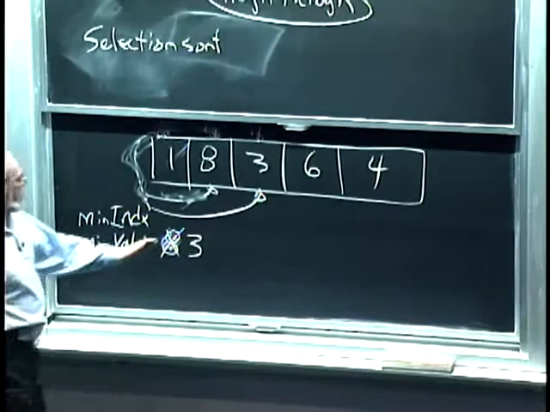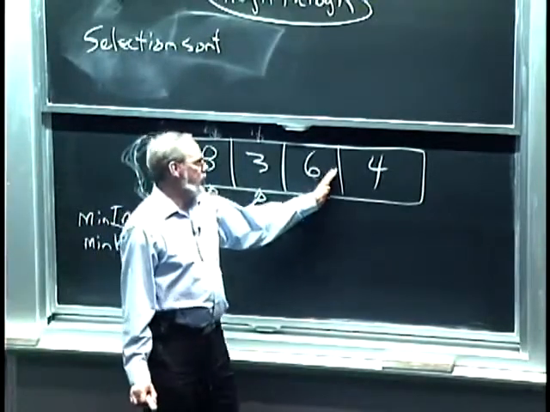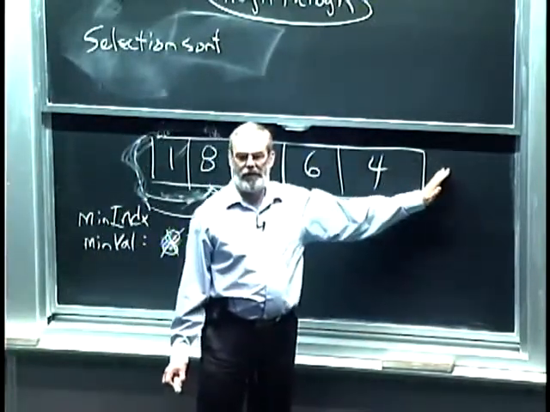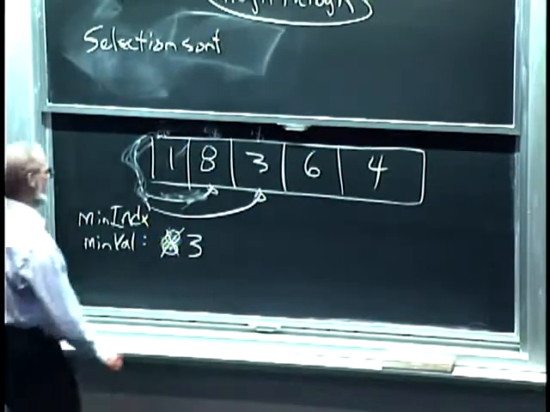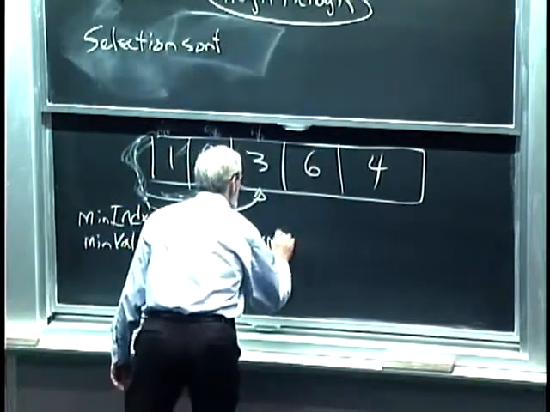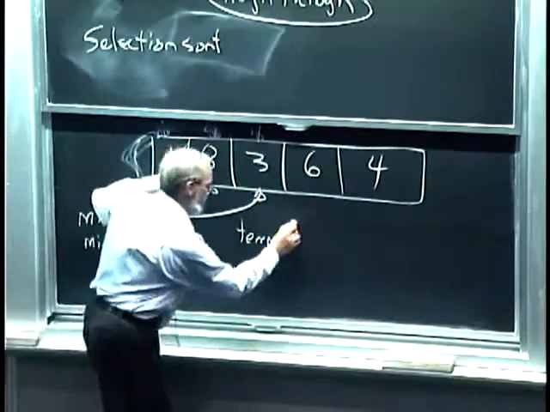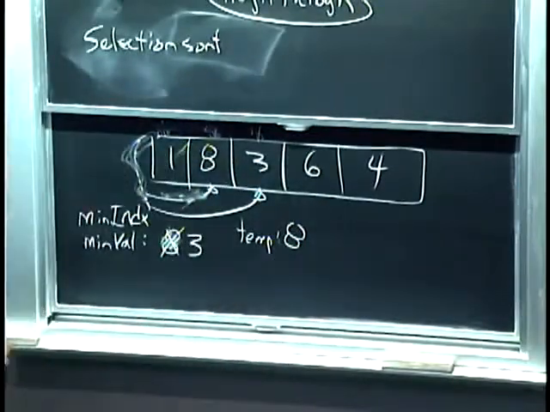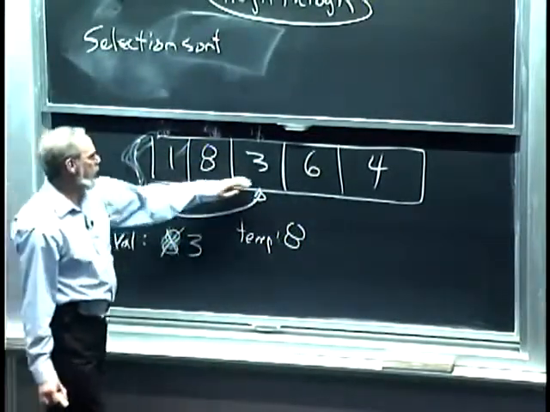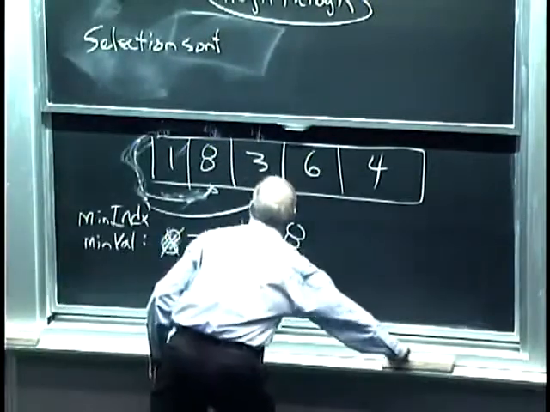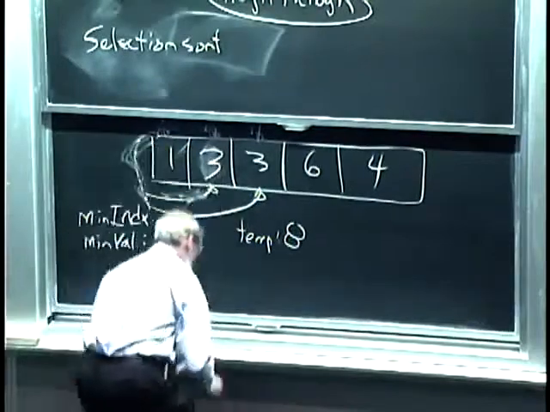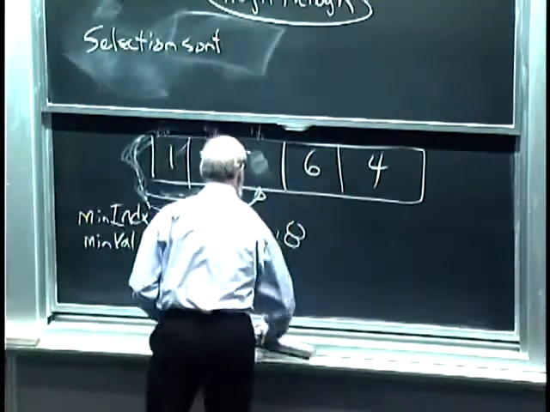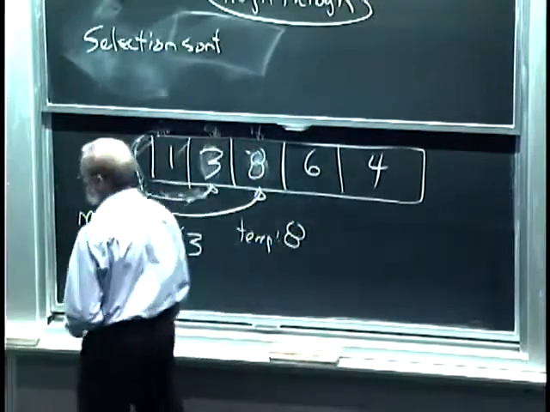Change j. Is 6 bigger than 3? Yes. Is 4 bigger than 3? Yes. Get to the end. And when I get to the end, what do I do? Well, you see, I say take temp and store away what's here, which is that value, and then take what min index is pointing to and stick it in there. Finally, replace that value.